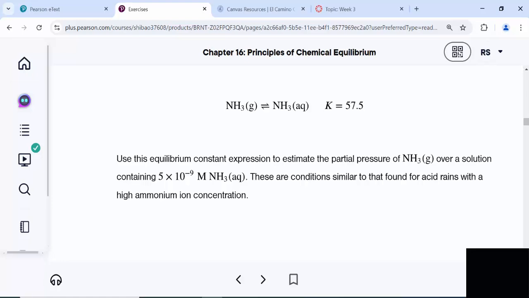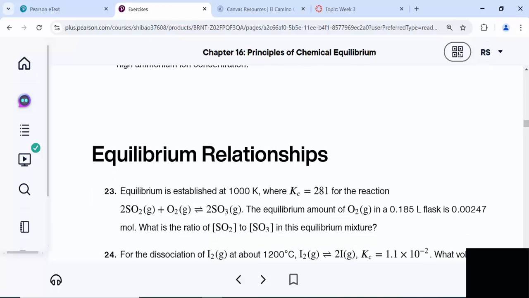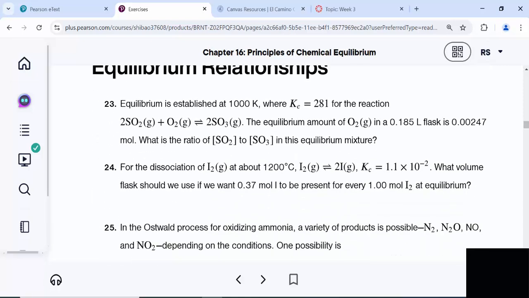When we see something like 57.5, we expect significant quantities of both the gas and the dissolved ammonia in solution. Here, Kc of 281, significant quantities of both. This is a redox reaction. Sulfur dioxide, sulfur in the +4 oxidation state, is being oxidized to sulfur in the +6 oxidation state. And so here at 1000 Kelvin, we expect both. At 1200 C, this 10 to the -2 favors.